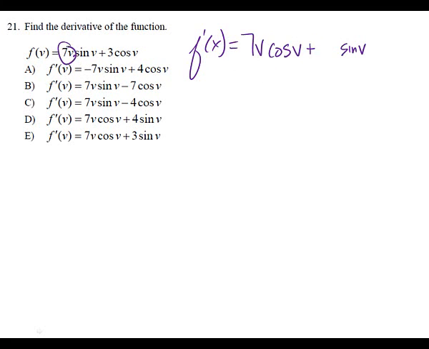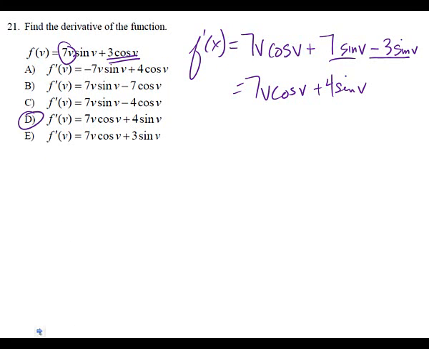And what's the derivative of 7v? 7. And then I also have to take the derivative of this back piece. So the derivative of cosine is what? Negative sine v. And since these are the same like terms, I can put them together. So 7v cosine v. What's 7 sine v minus 3 sine v? 4 sine v, and it's looking like D. All right, we good with 21?